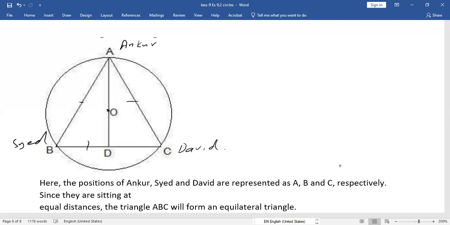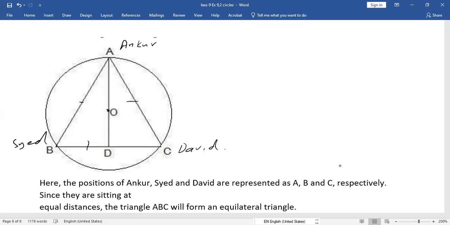AD is the median, and AD is also the altitude for the equilateral triangle. The median is the line joining a vertex to the midpoint of the opposite side of a triangle. The altitude is the perpendicular distance from the vertex to the opposite side. Both are the same here, because it is an equilateral triangle.